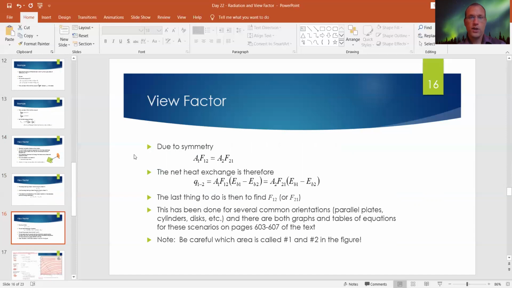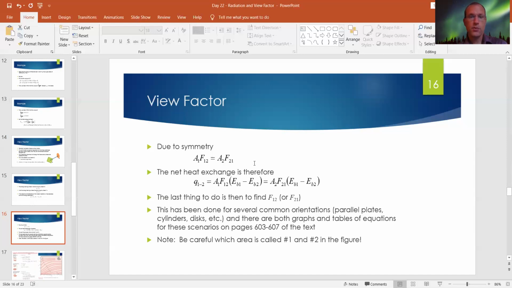I mentioned that F12 and F21 aren't necessarily the same thing. That's because they possibly have different areas. If they have different areas, then different fractions are going to hit different objects. We'll see this in some of the figures later. But what actually happens is the area times the view factor is the same. So A1 F12 is always equal to A2 F21.